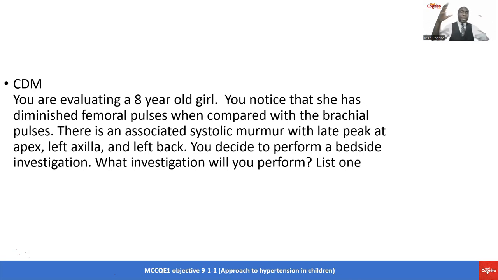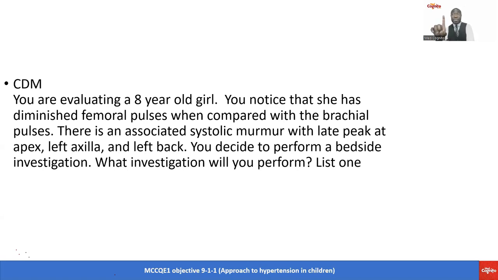Okay, good. I need someone else to read this CDM case for us. You are evaluating an 8-year-old girl. You notice that she has diminished femoral pulse when compared with the brachial pulse. There is associated systolic murmur with late peak at apex, left axilla, and left back. You decide to perform a bedside investigation. What investigation will you perform?